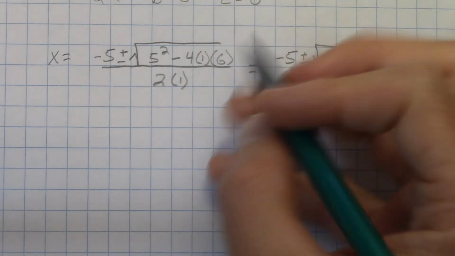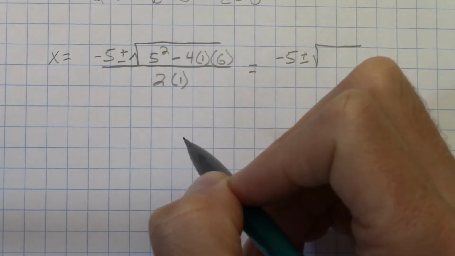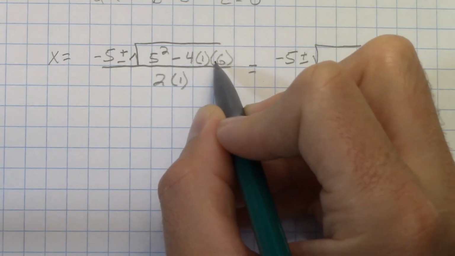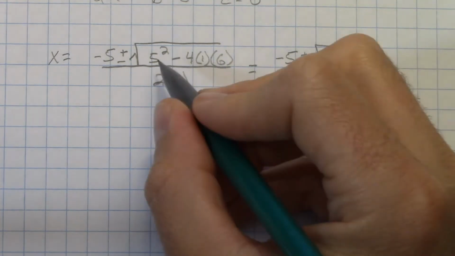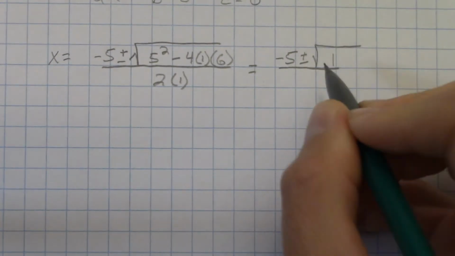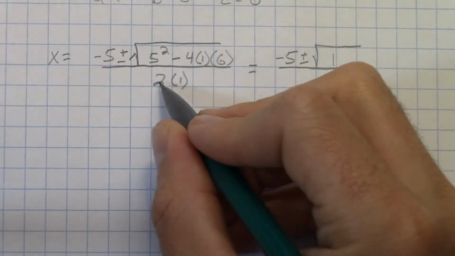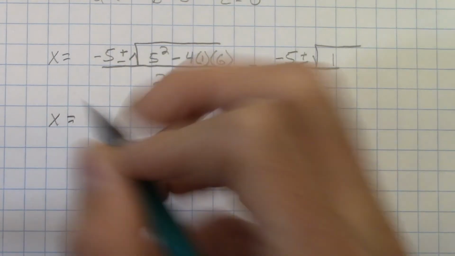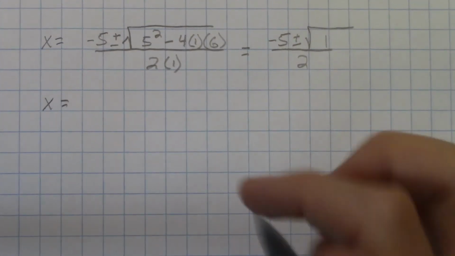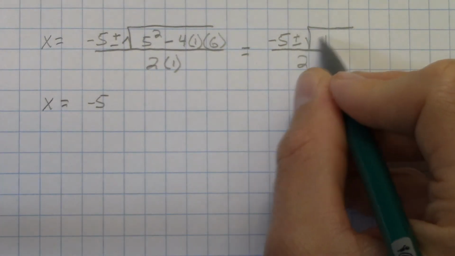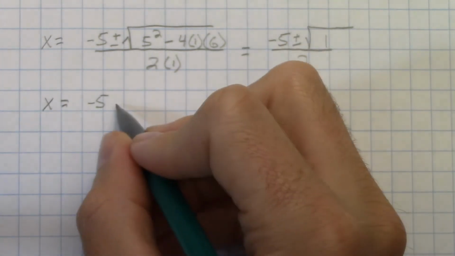Or I could do it in my head. 5 squared would be 25 minus 4 times 1 times 6. 4 times 1 is 4, times 6 is 24. So this is 25 minus 24, which is 1. This is why I said it's an easy example. And on the denominator, I have 2 times 1, which is 2. So let's go down to this next line here, making sure you can still see. All right, so then we have negative 5 plus or minus the square root of 1. Well, what is the square root of 1? 1.